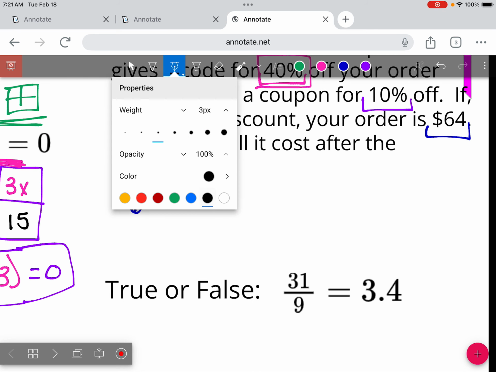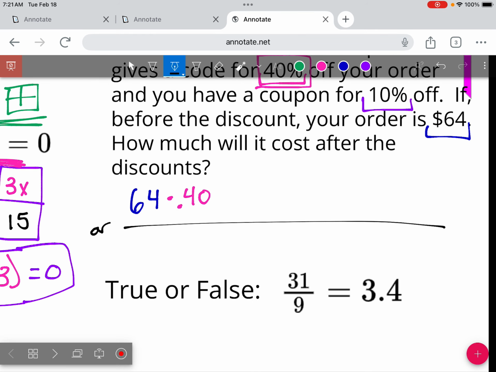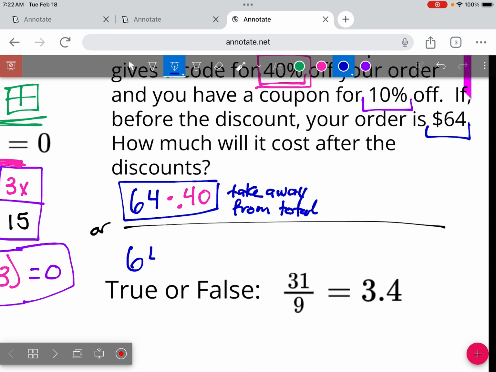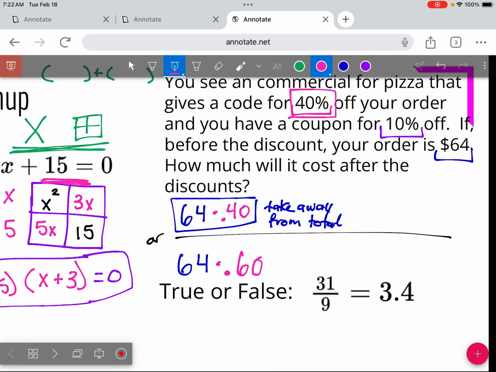Then we would need to take this away from the total. So this one will have more work for us to do, but it's a little less in the setup process. Or I could take my $64 and multiply it by what's left over after I take away 40%, which would be 0.60.